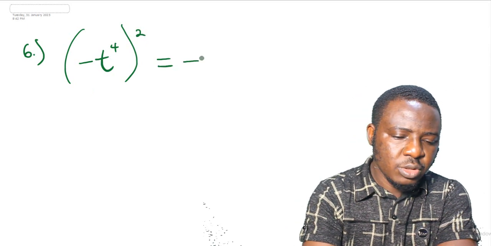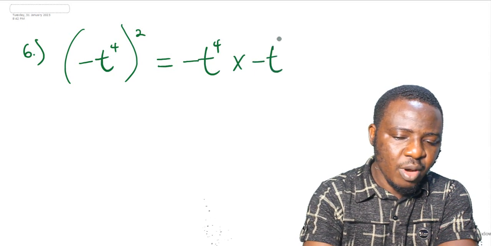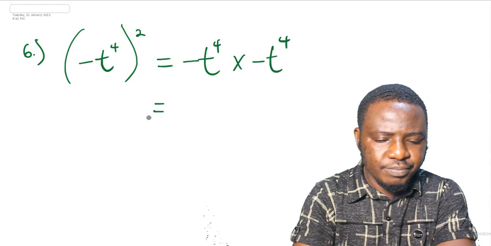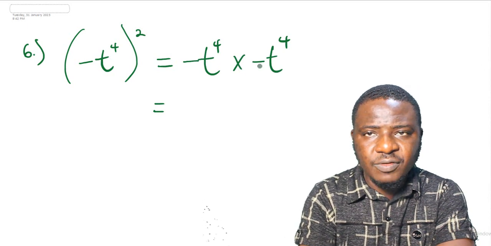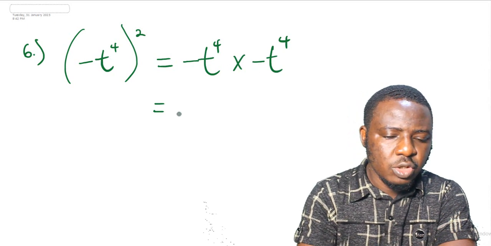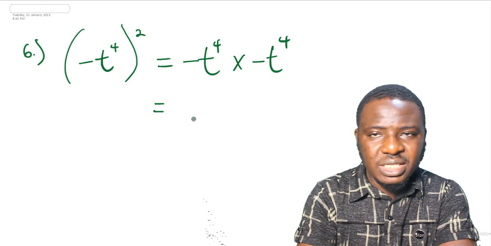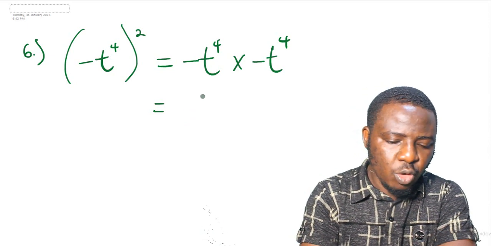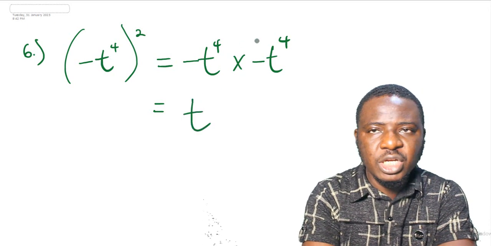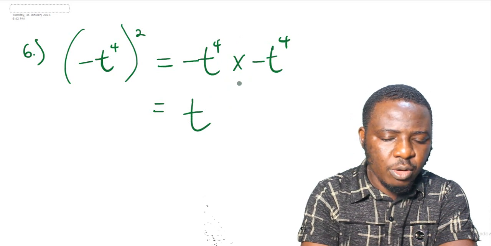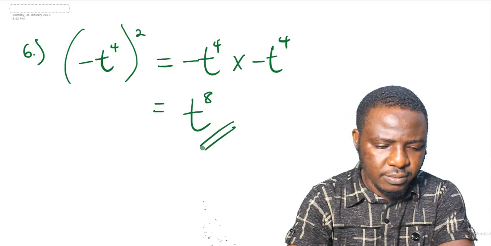Otherwise, this becomes minus t raised to power 4 times minus t raised to power 4. So when you apply the law of indices, minus times minus becomes positive. That is where it becomes positive, which I told you. So you may decide to write positive or not. If it is without a sign, it shows definitely that it's positive. So I'm not going to write positive. So this becomes t raised to the power of, by the law of indices, when it is multiplication, you add the powers. So this becomes 4 plus 4, and that is 8. So our answer becomes t raised to power 8.